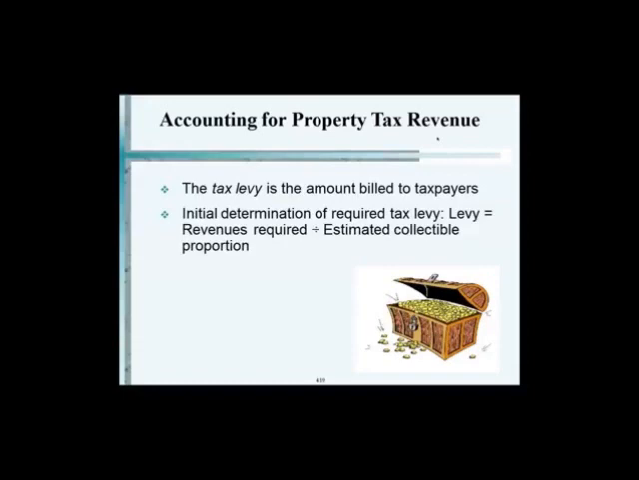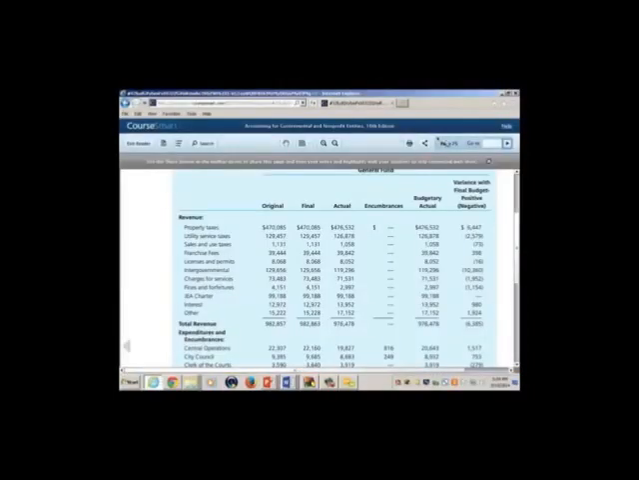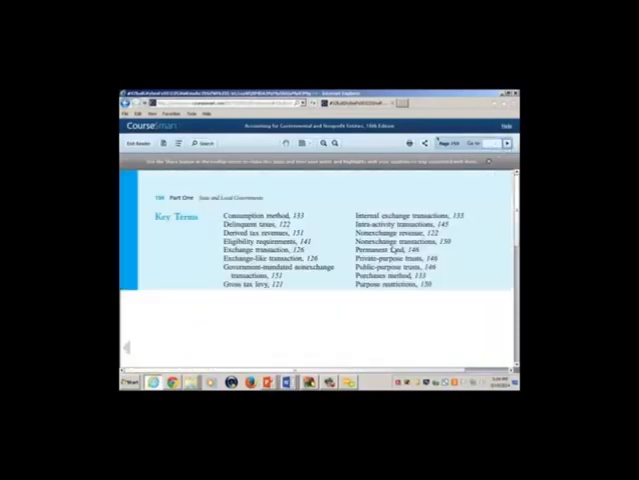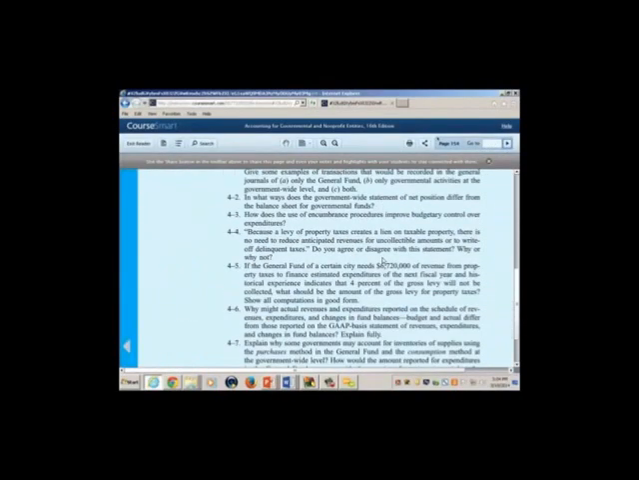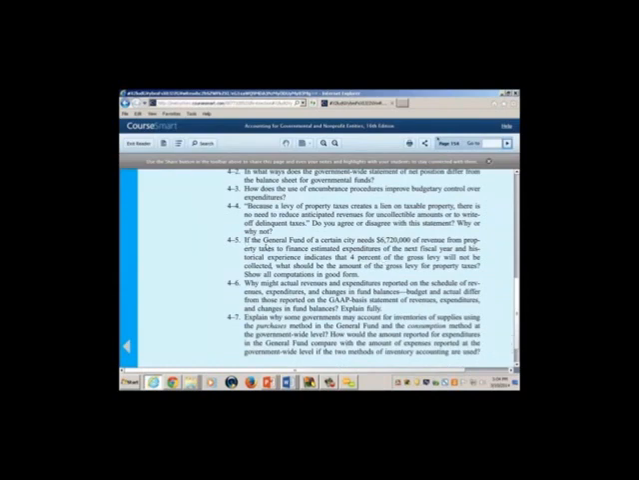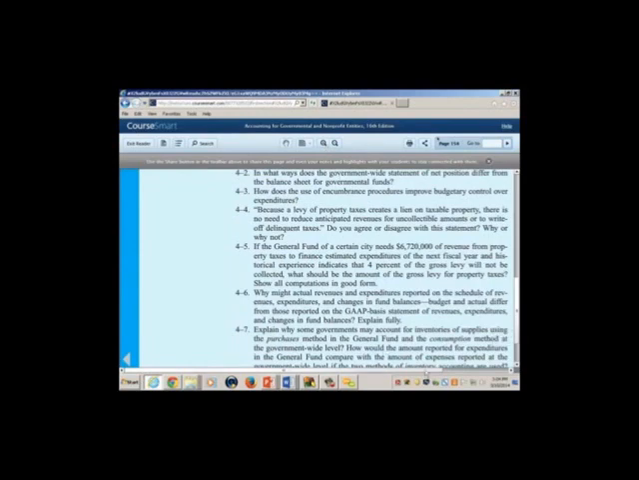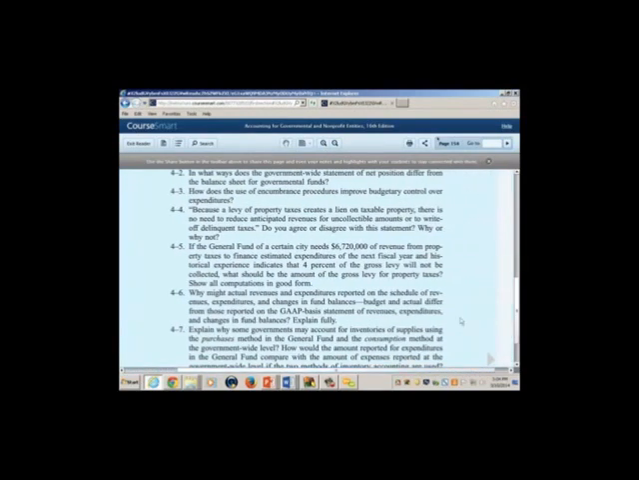In fact, I think there is an example in the text, let's just take a look at this. Take a look at this question, 4.5. Somebody's got a calculator? So what is the total amount of the gross tax levy? And tell me how you calculated it.